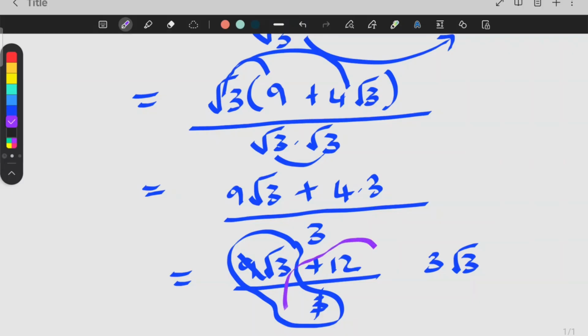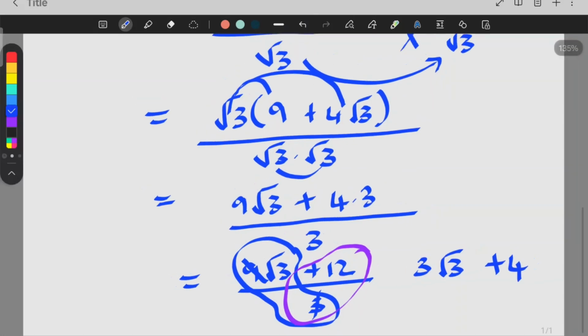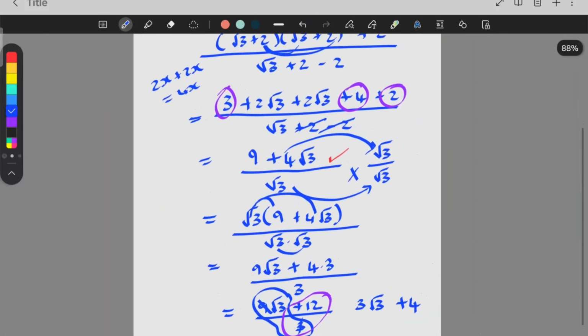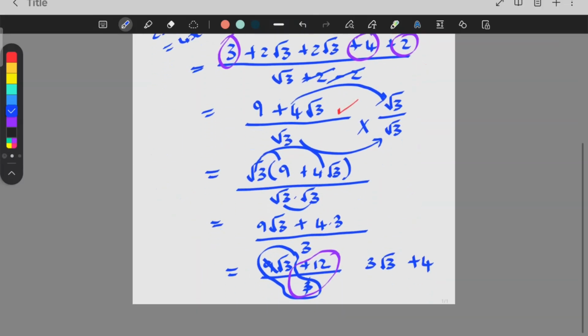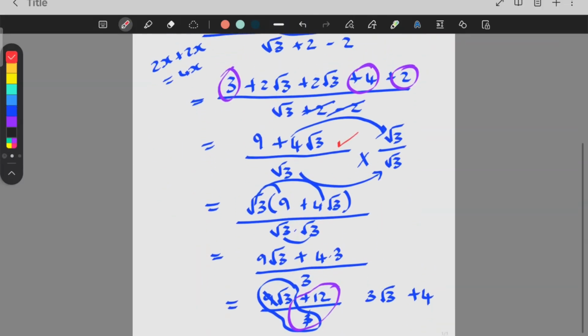And then you do this part over here. 12 over 3 is 4. So then you can say plus 4. And that is the answer. So this is a 5-mark question. Eh? So subbing was a mark. Simplifying was a mark. Rationalizing the denominator is a mark. And for your final answer, that's a mark. And that was 5 marks.